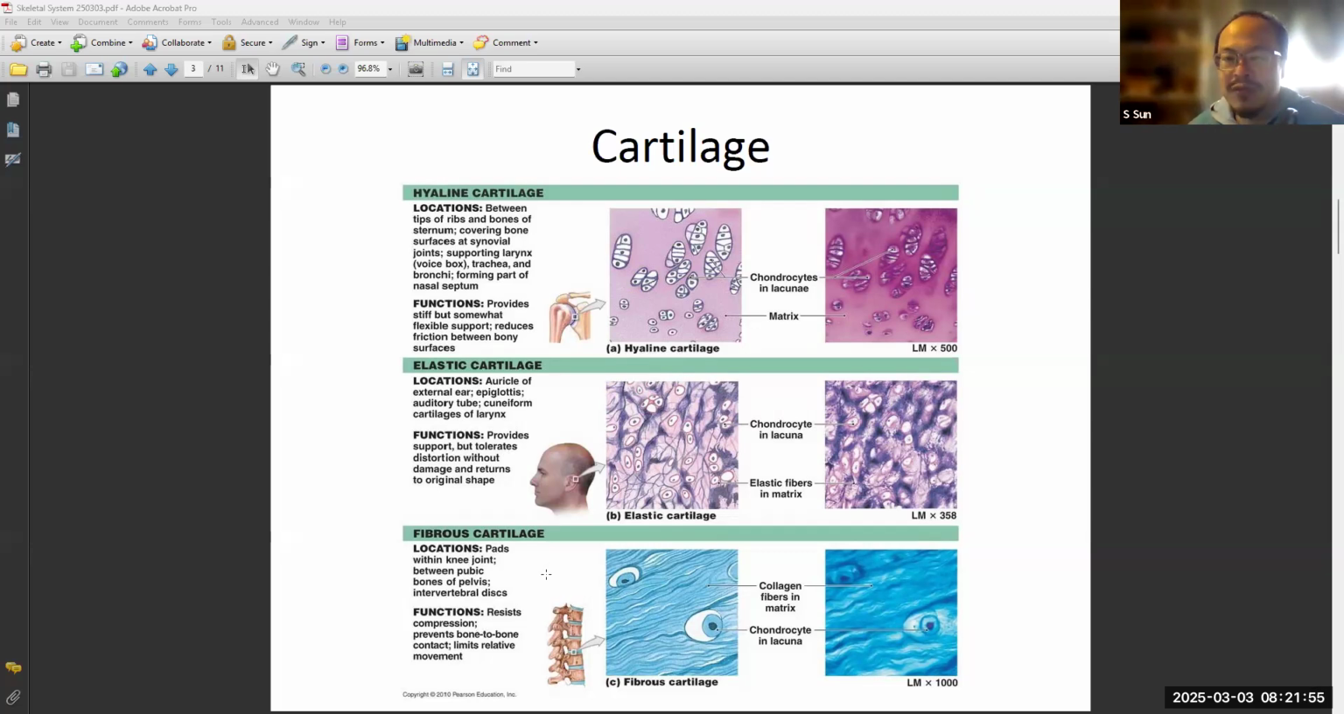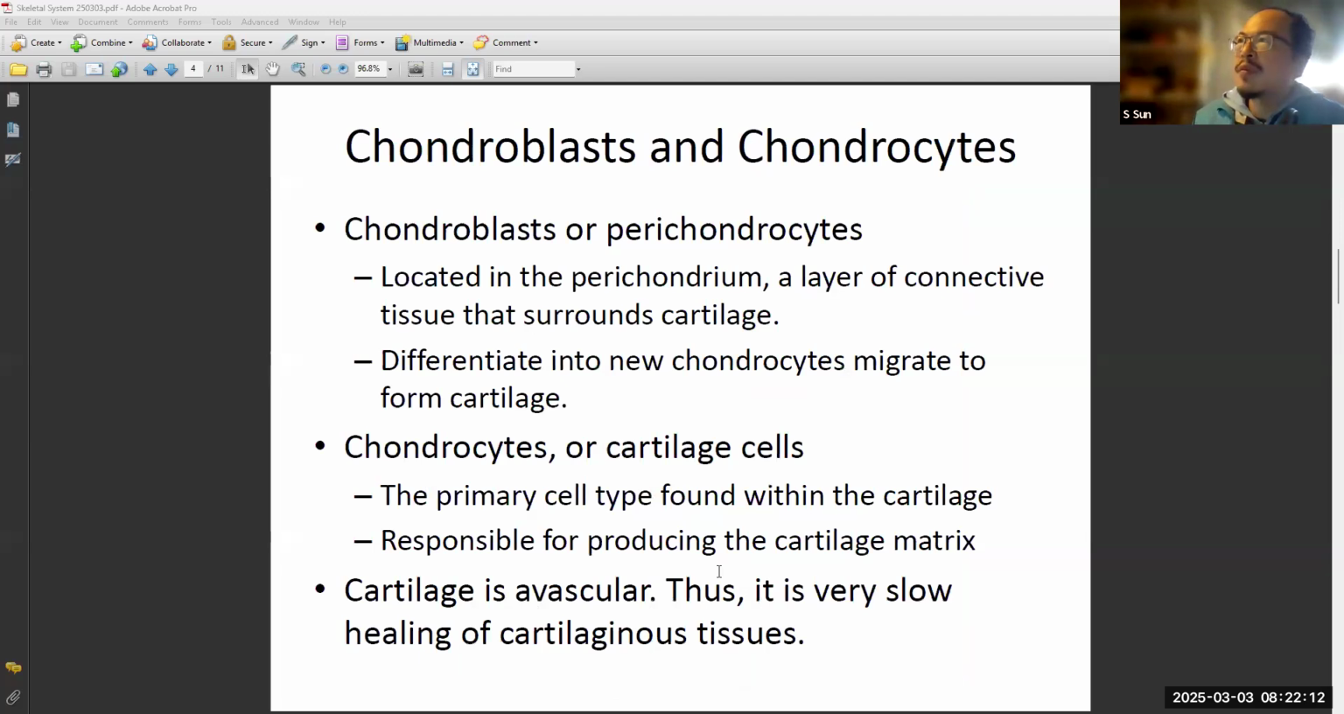Fibrous cartilage is the most resistant because this one is located in the intervertebral disc. You can see a lot of these fibers here. Among all these, you can see the chondrocytes. They are sparsely distributed in the space. The detail about the cartilage is that it has chondrocytes, the primary cells.